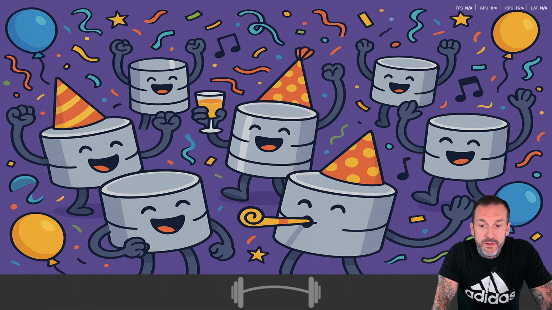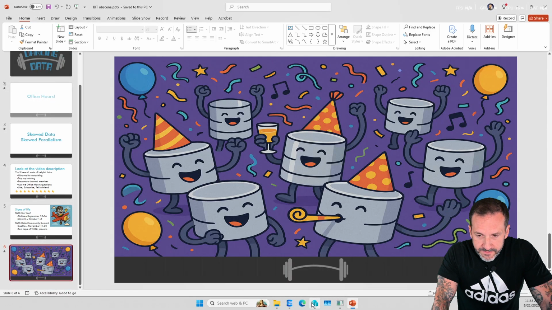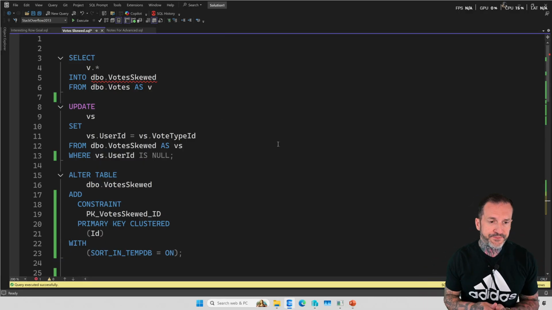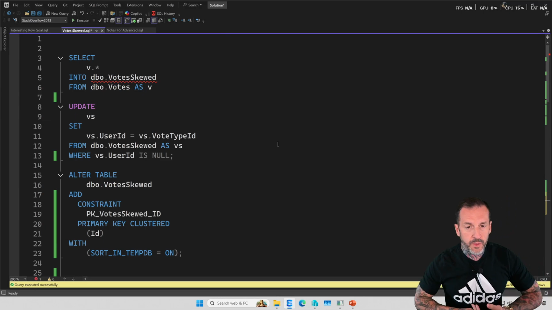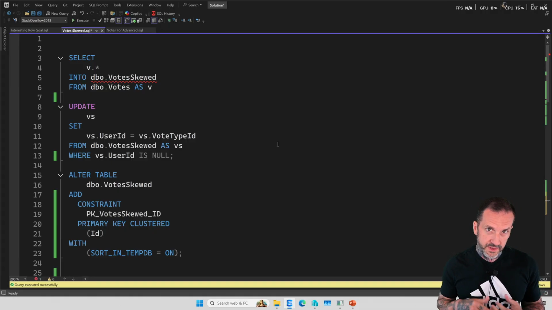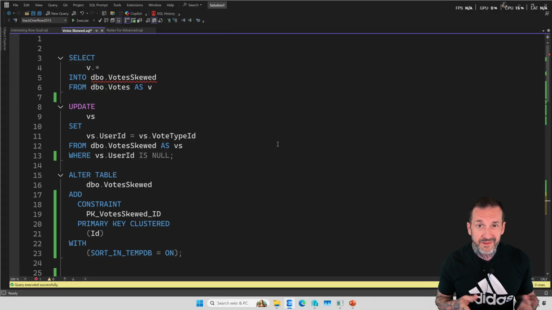Let's have ourselves a little database party here. Now, let's go over to SQL Server Management Studio. What I'm going to do is explain to you how I created this data and what the query plan with the skewed parallelism looks like, in some way that you can start figuring out if you're having this problem, and we'll get to the solving it part later.